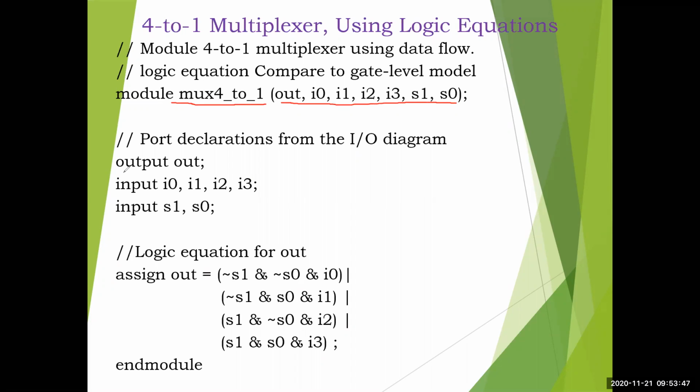Then there is a clear cut classification. Okay, so output is out, inputs are I0, I1, I2, I3, and inputs S1, S0. This is the part you have seen; you can compare, this is not going to change. What you are going to change is next.